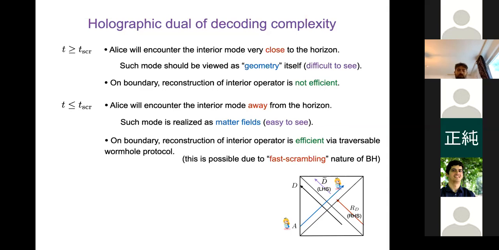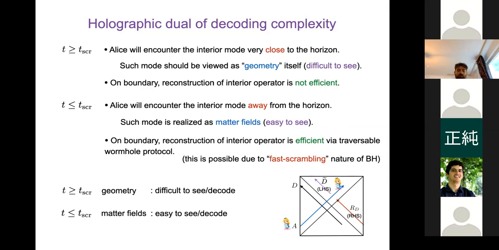And I think the interesting way of resolving it is to note that depending on the complexity or the time scales, the corresponding object on the bulk is different. On one hand, you have geometry, and on the other hand, you will have matter. So this is my speculation.